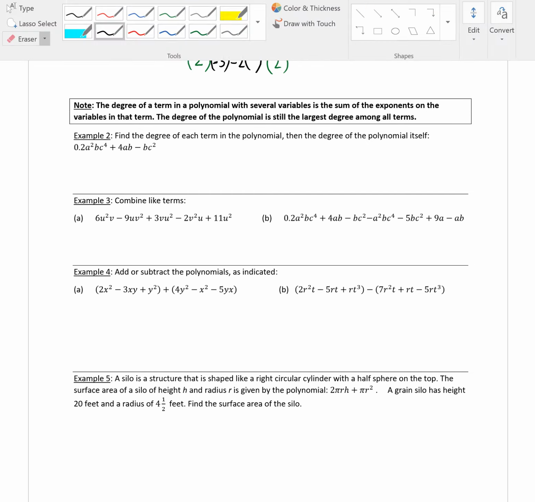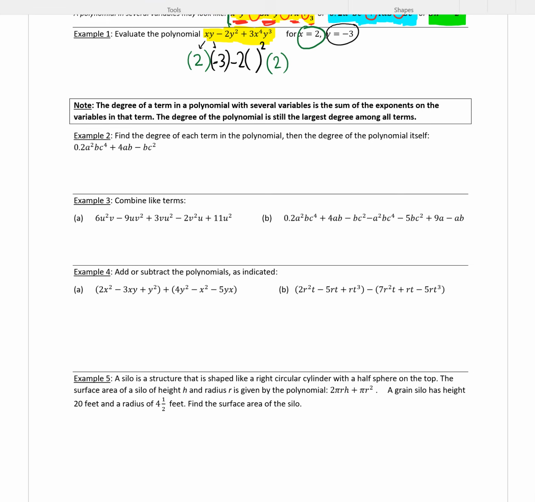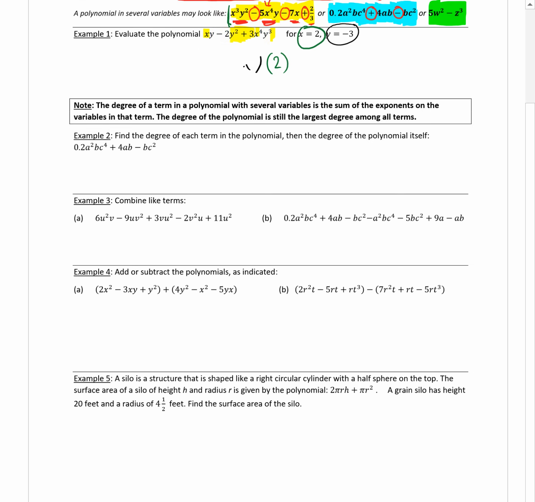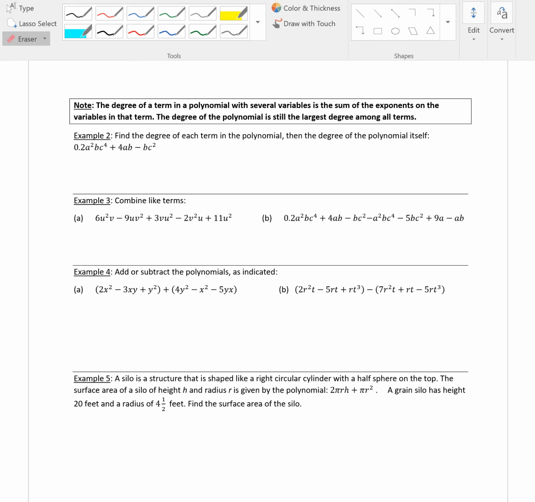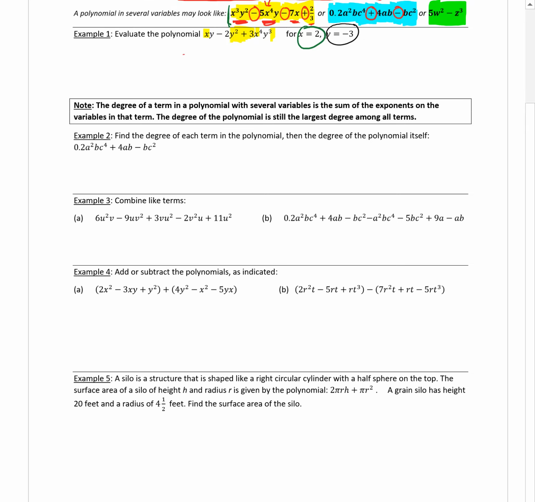Oops. You know what? This is getting kind of confusing. Let me just rewrite this guy. Sorry. So it's an x times a y. I'm going to replace both of those guys with the values they gave me, 2 and -3, and then minus 2y squared, but y will be replaced with -3, and then plus 3x to the fourth, y to the third.